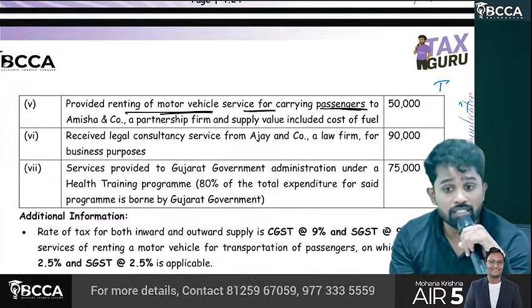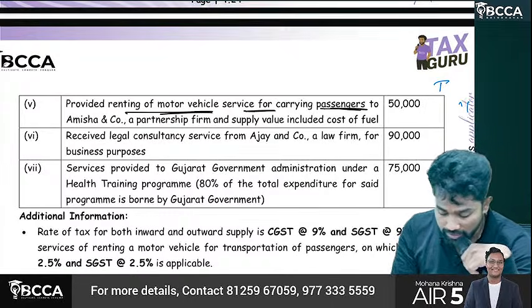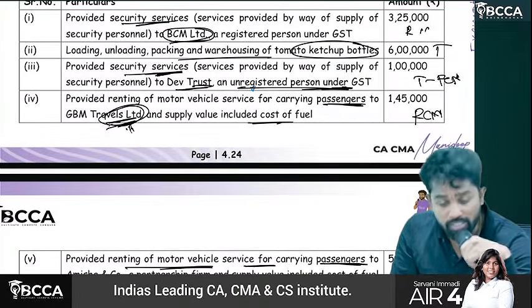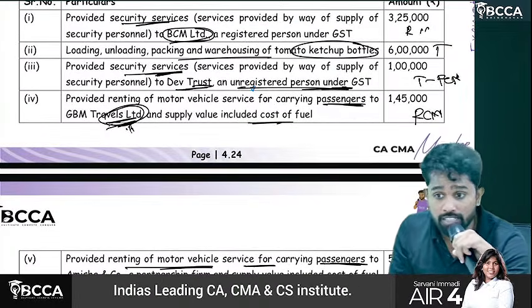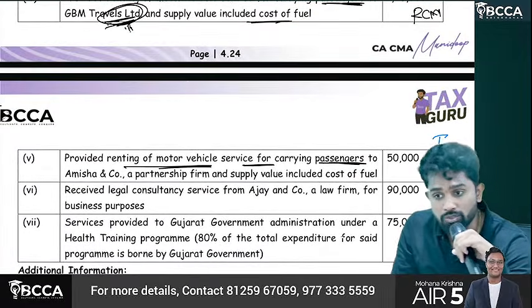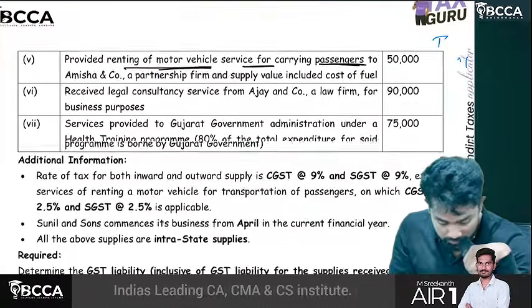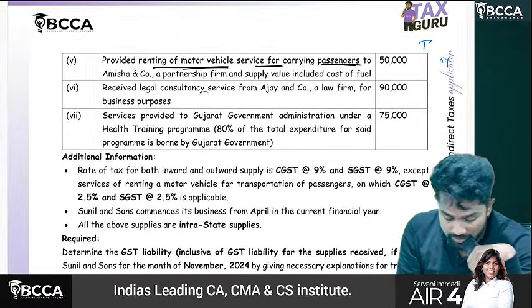Then provided renting of motor vehicle service for carrying of passengers to a partnership firm. Partnership firm now what? Other than body corporate. Then it is what? Taxable under FCM. Sir, this fourth point is like what? To a body corporate. So covered under RCM. Fifth point is what? Provided to other than body corporate. So covered under FCM.